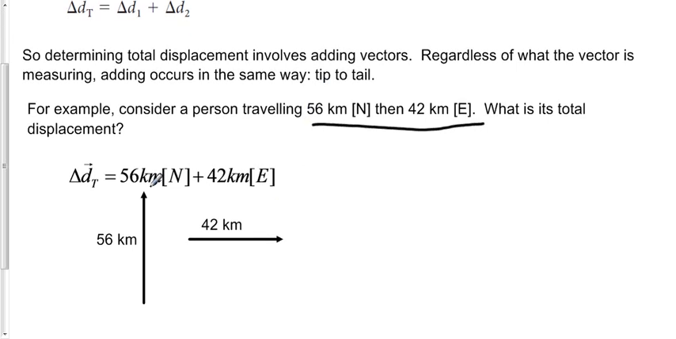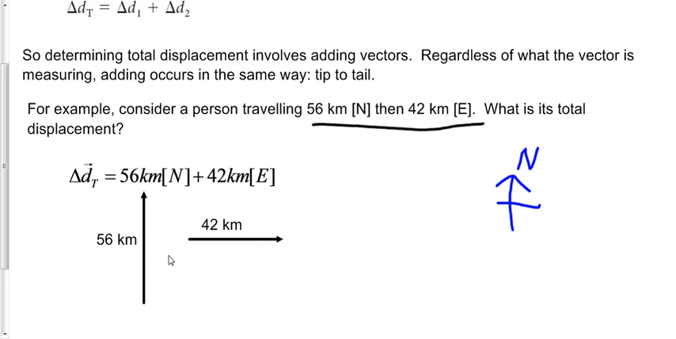So what we have is this person traveling 56 kilometers north and then 42 kilometers east. And I want to know, what is this person's total displacement? So really I need to add this vector, 56 kilometers north, to this vector, 42 kilometers east. I just realized perhaps I should make sure I put on my compass rose just to indicate where we are, but I think we're safe to assume that we're in the standard reference where north is up.